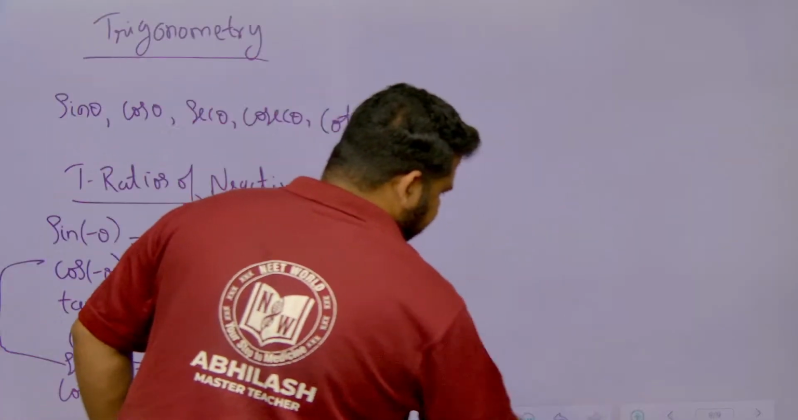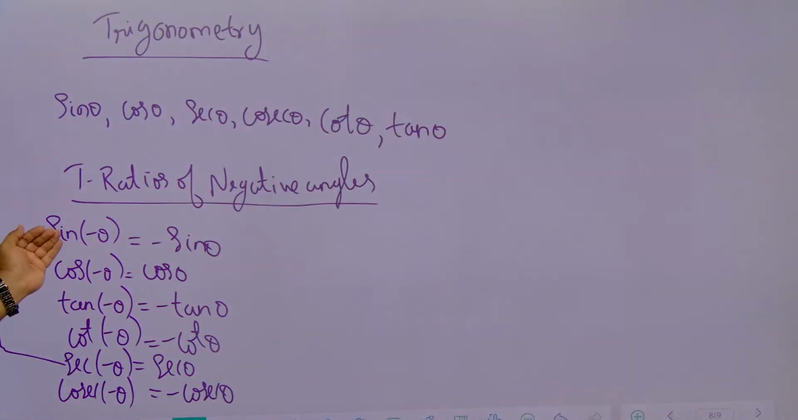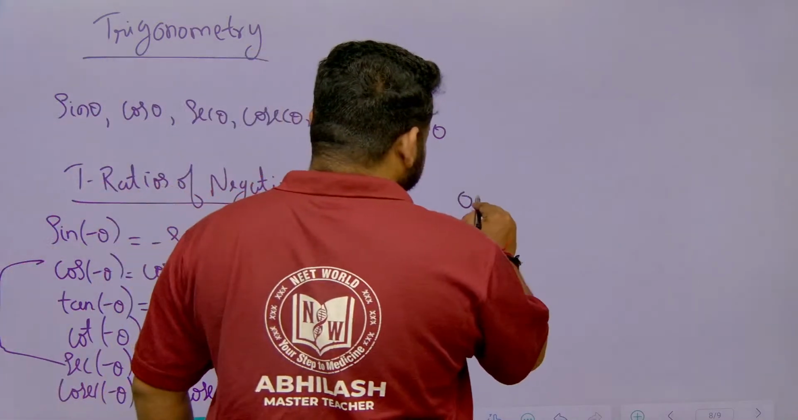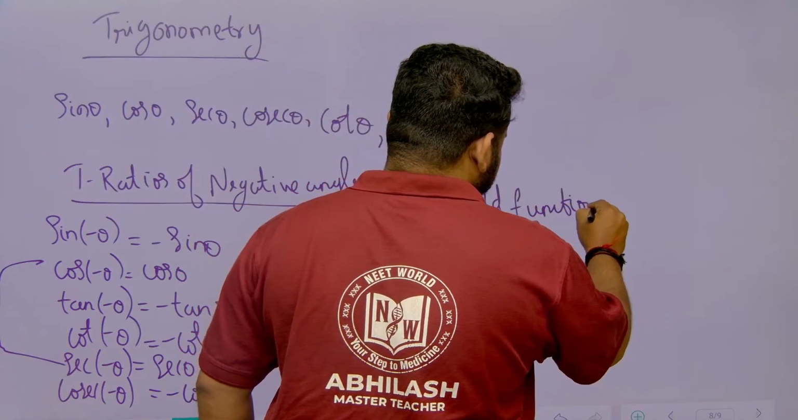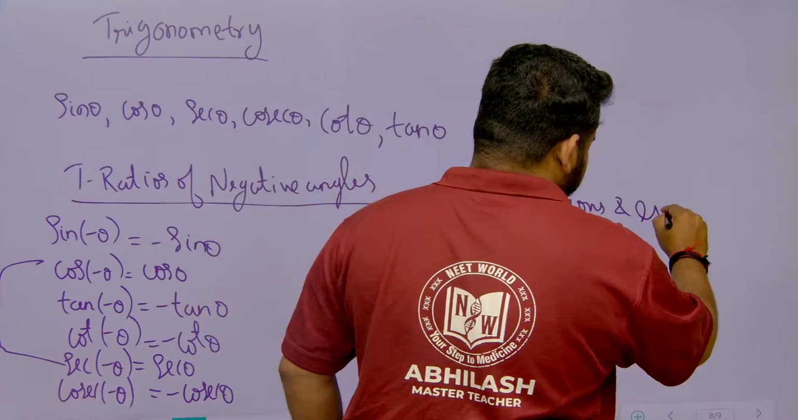See here, before coming to this, I am talking about how when we get negative, somewhere we are getting positive, somewhere we are getting negative only. Here only let me tell about odd and even functions. That is important for you in physics also. Odd functions and even functions.